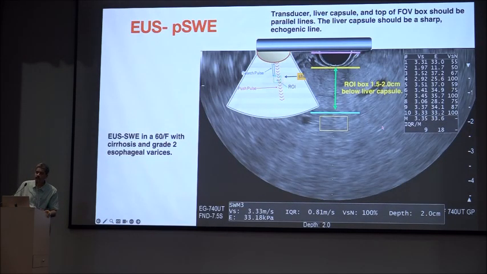Now the next technique, which many of us are more familiar with, are RFI-based techniques, that is shear wave elastography. On EUS, we do not as yet have facility for 2D shear wave elastography, so what we have is point shear wave elastography. And this is how it works. This is the EUS, this is the transducer, this is the ROI where we interrogate.